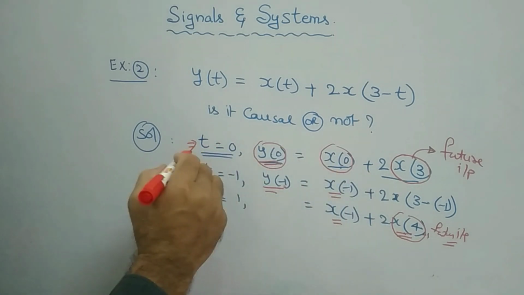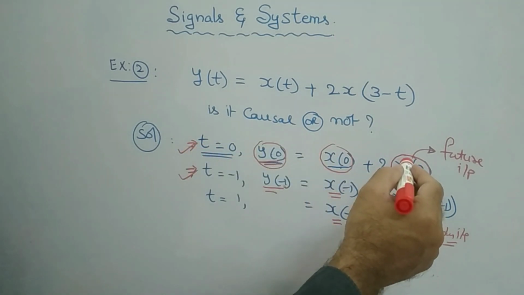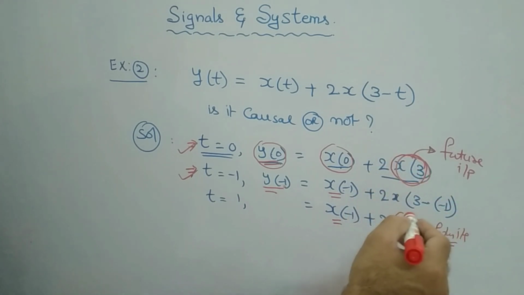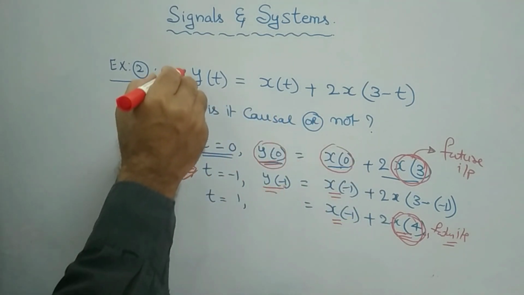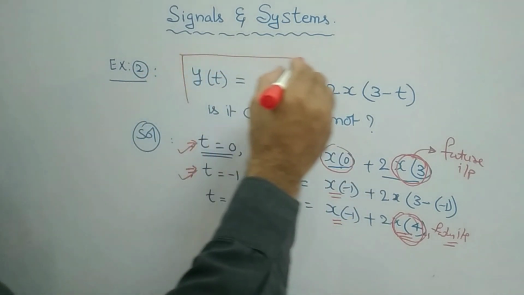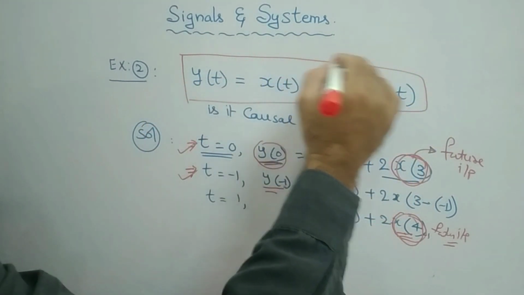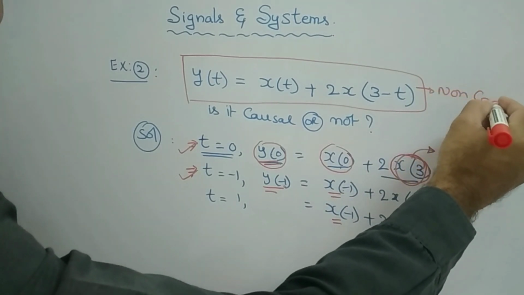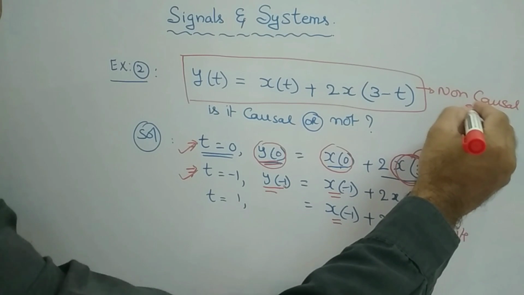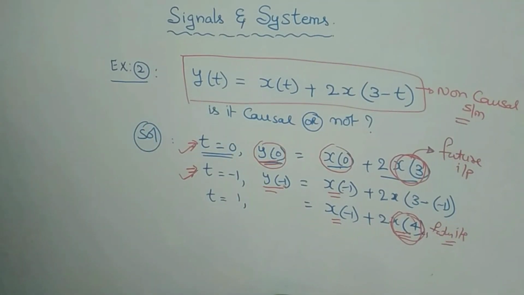Therefore, by observing these two conditions at two different time instants that we have taken, it consists of future input values. As it is having the future input, this system is definitely a non-causal system. It is not causal. It is a non-causal system.